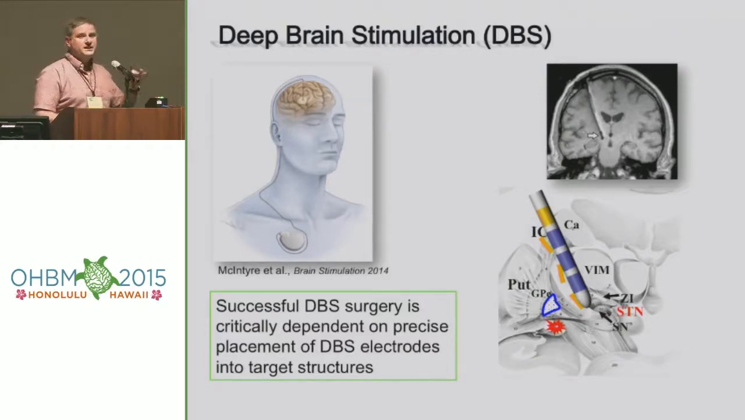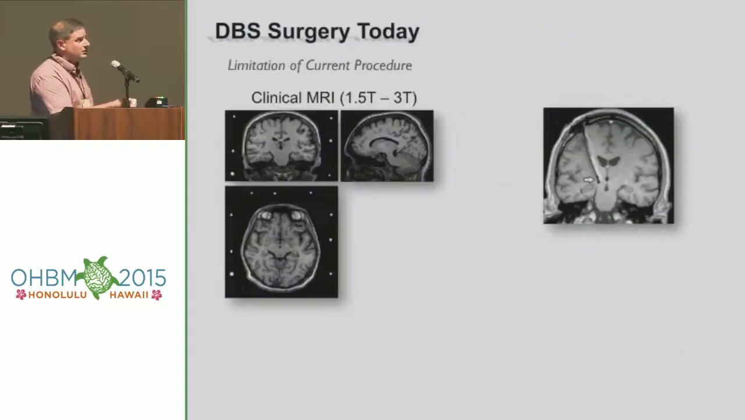Now, you have to get the electrode into the right location for two reasons. One, if you don't stimulate the right place, the patient won't get the benefits, or worse, the patient will get side effects, because this is prime real estate. We have multiple targets all around it.